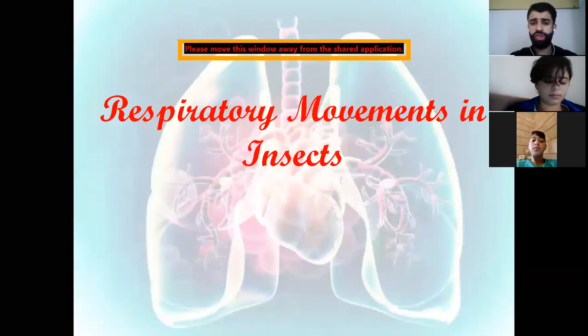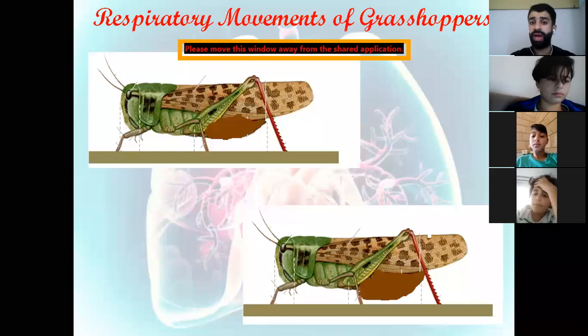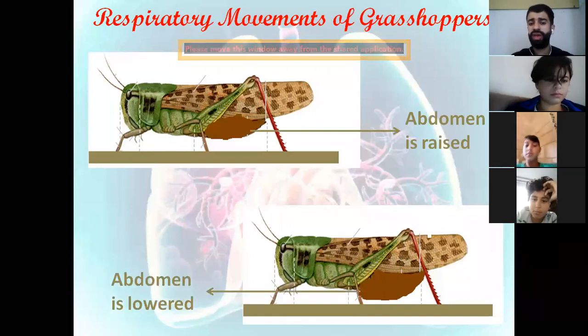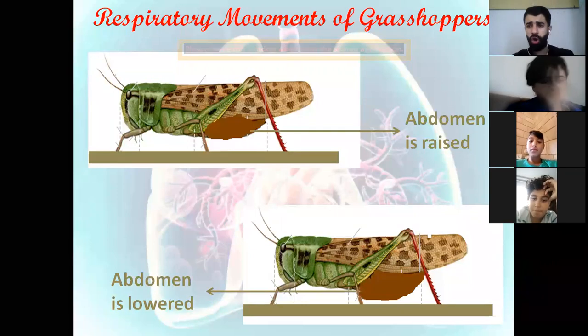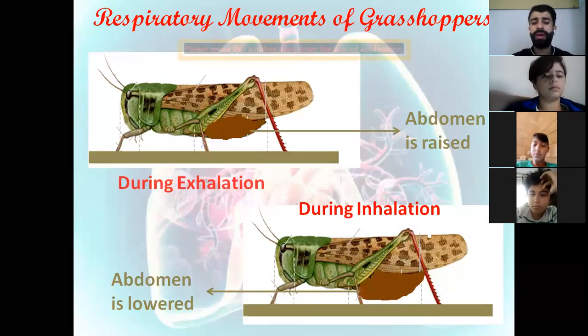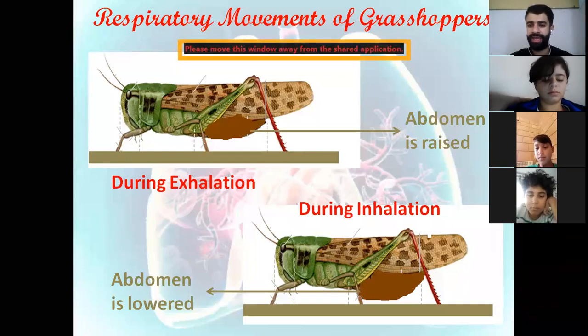Let's move now to insects. We have different types of insects. The most common example of insects is the grasshopper. Here the abdomen is raised, as you see, while in the second figure, the abdomen is lowered. So when the abdomen is raised, we are talking about exhalation. When the abdomen is lowered, we are talking about inhalation.